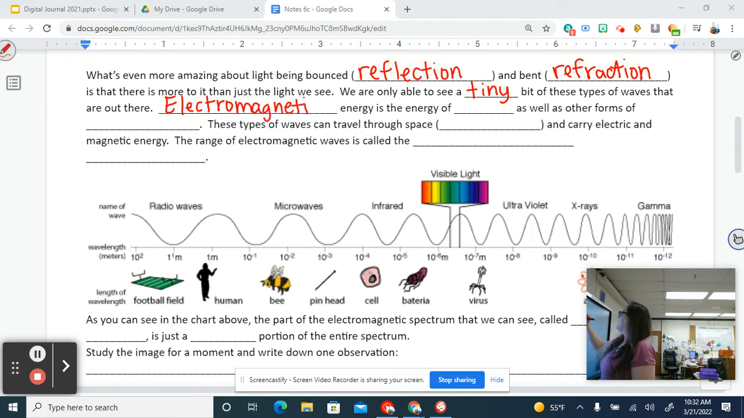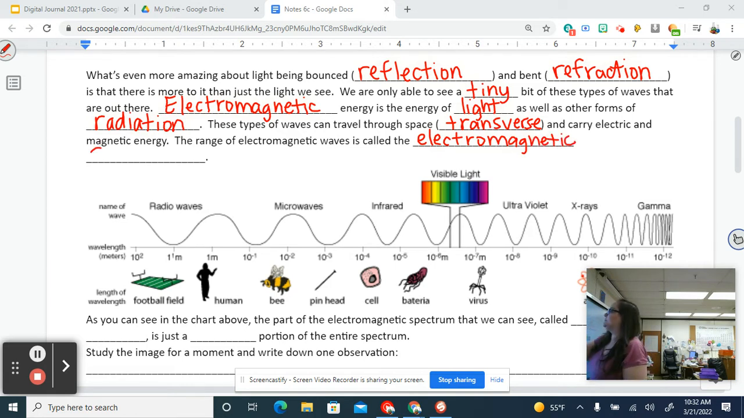Electromagnetic energy is the energy of light as well as other forms of radiation. These types of waves can travel through space, so they are transverse and carry electric and magnetic energy. The range of electromagnetic waves is called the electromagnetic spectrum. And again, pause that if you need to get it written down, but I'm going to move ahead.